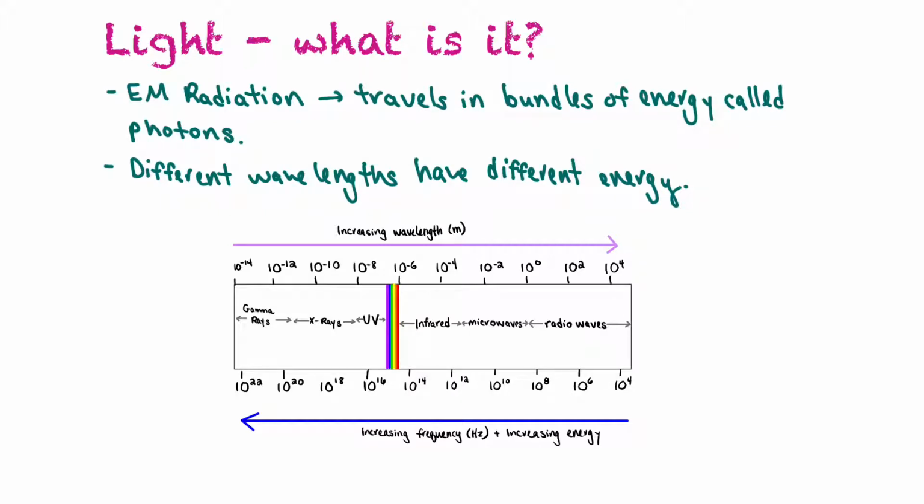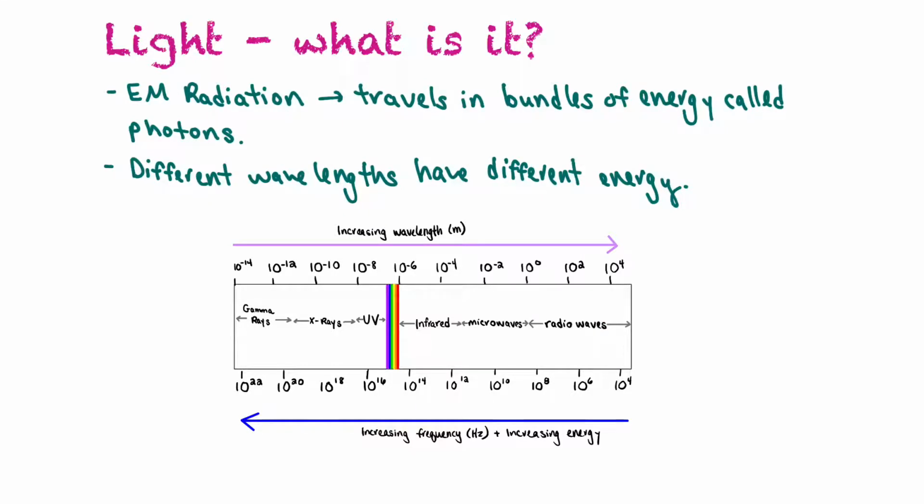If you go to the left of the visible spectrum, we're increasing the frequency and increasing the energy. These wavelengths of light are considered dangerous if exposed to them in large quantities. If you go to the right of the spectrum, we're increasing the wavelength, but decreasing the frequency and decreasing the energy. So infrared, microwaves, and radio waves are all examples of low energy radiation. Right here in the middle is the visible spectrum. That's what we can see with our eyes. We can't see UV, X-rays, gamma rays, or the ones to the right either.